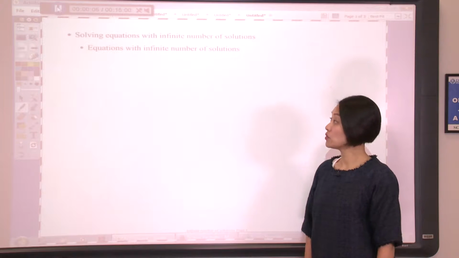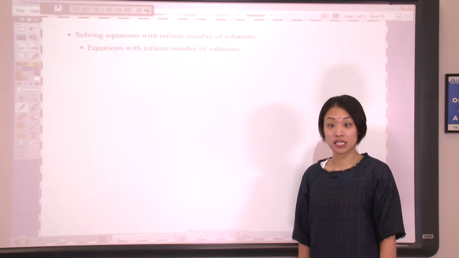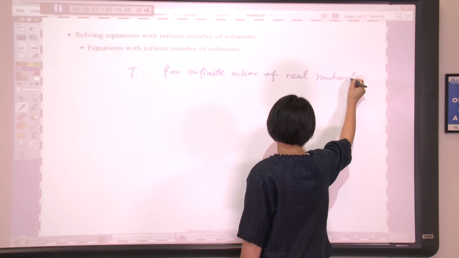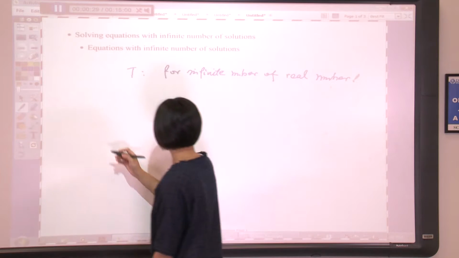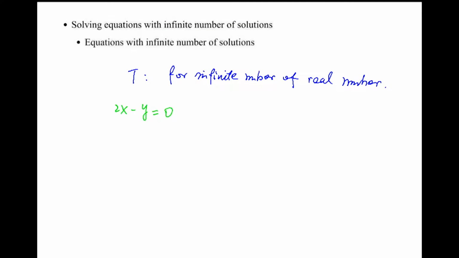to talk about how to solve equations with an infinite number of solutions. So let's start from its definition. An equation with an infinite number of solutions means it is true for an infinite number of real numbers. For example, 2x minus 1 equals 0.